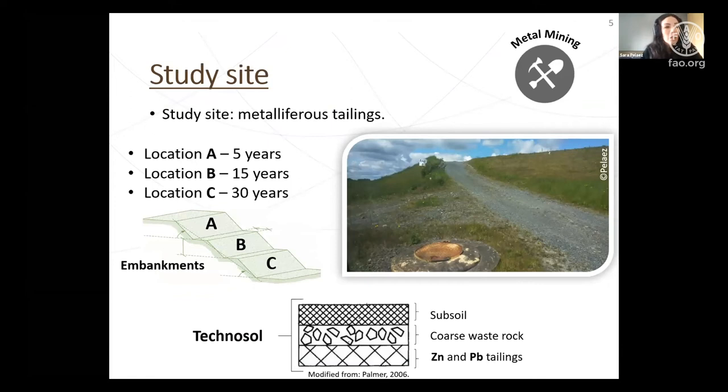The study sites are rehabilitated metalliferous tailings located at an industrially sensitive site. All three locations are made of tailings from lead and zinc extraction. It is important to notice that the substrate is a technosoil whose physicochemical properties and pedogenesis are not comparable to those of actual soils. You can see the structure of these technosoils in the diagram below.